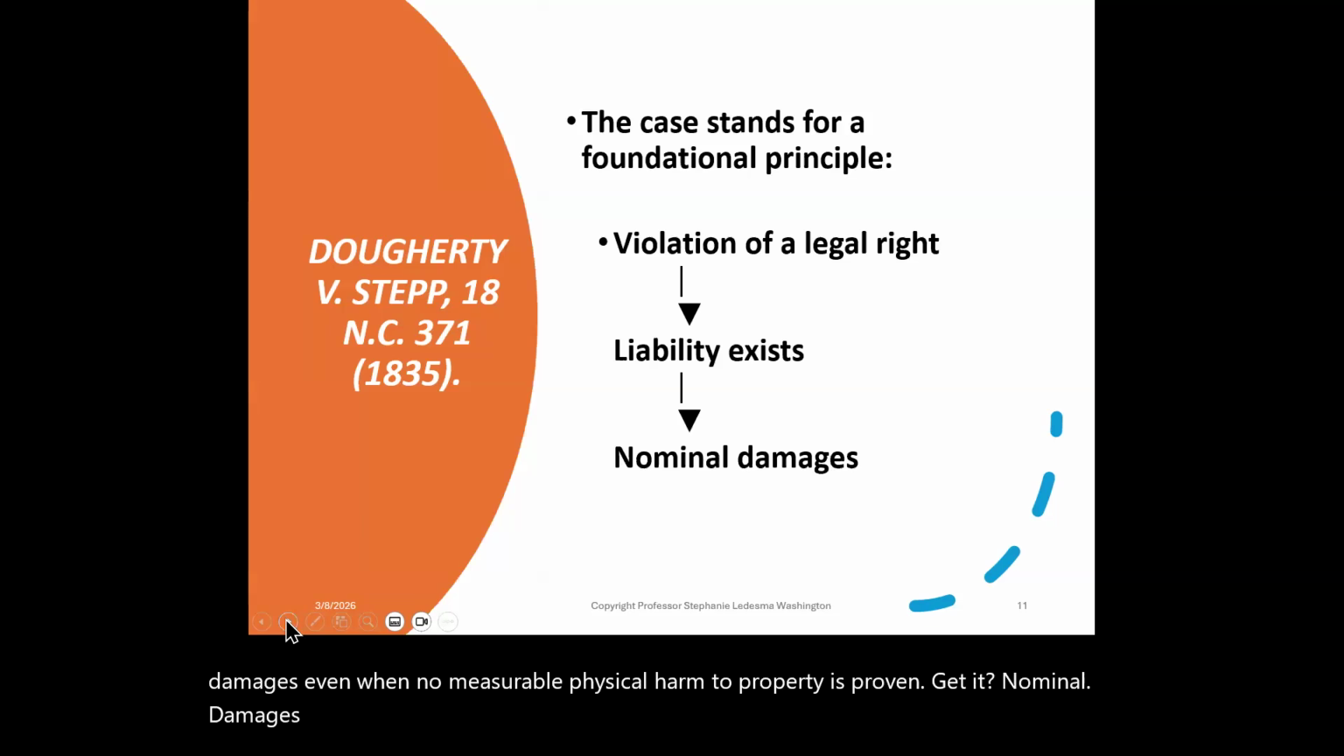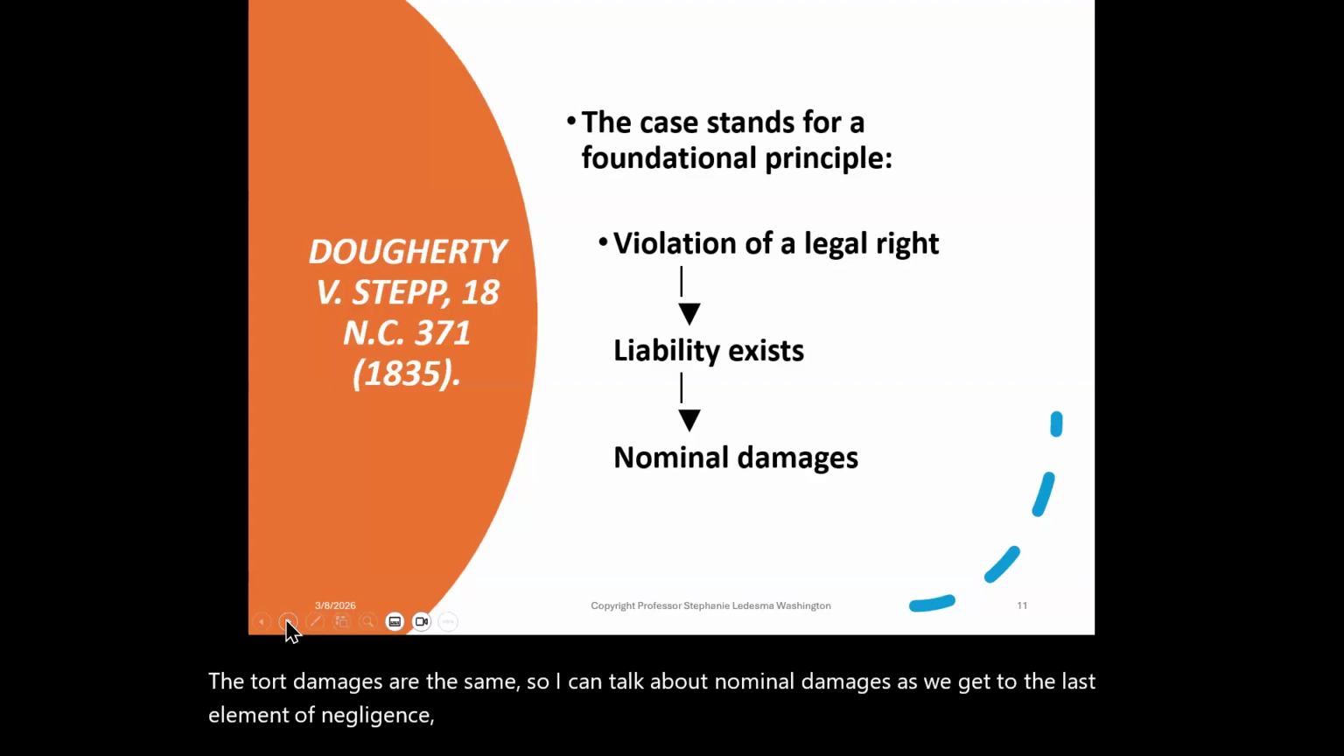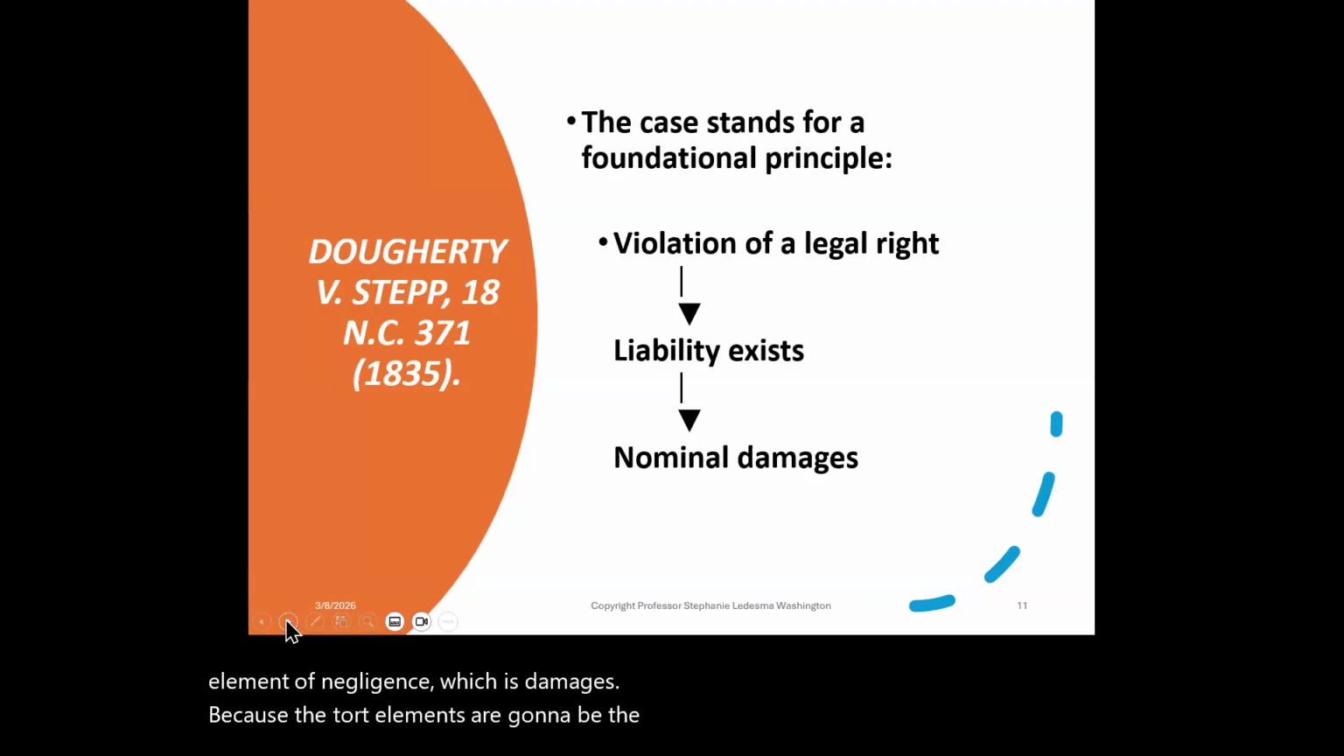Now, I understand that we're talking about an intentional tort, and I also understand that we're talking about damages as the last element of negligence. The tort damages are the same. So I can talk about nominal damages as we get to the last element of negligence, which is damages, because the tort damages are going to be the same.